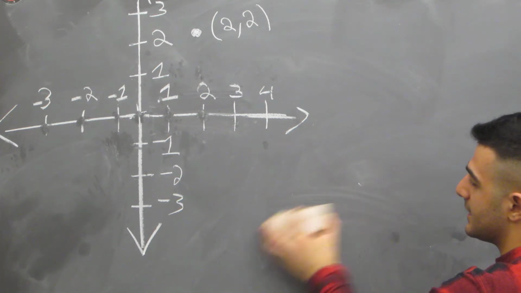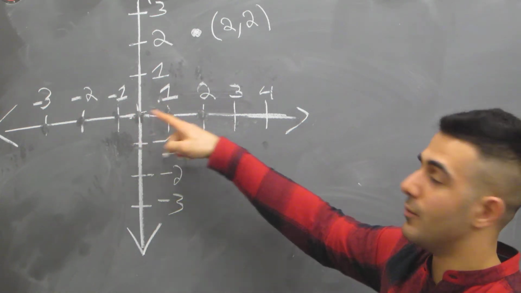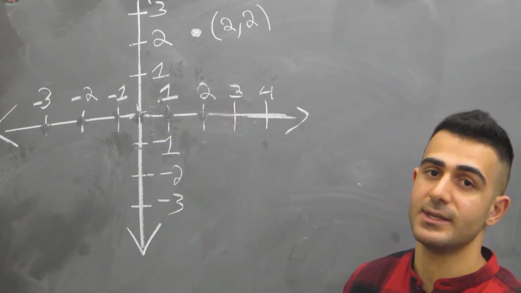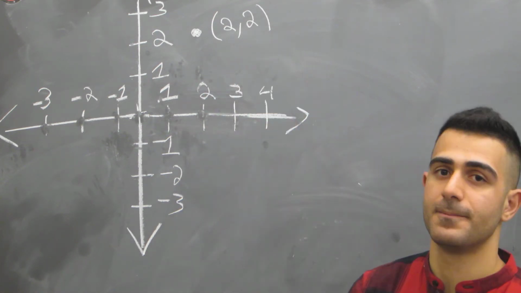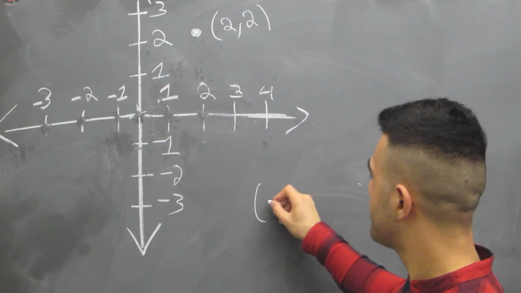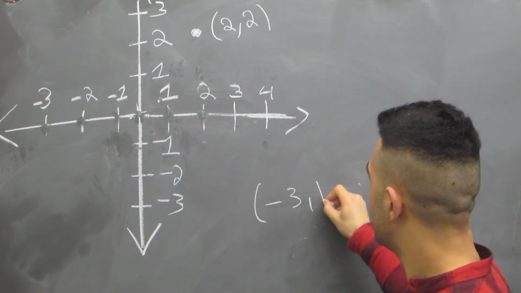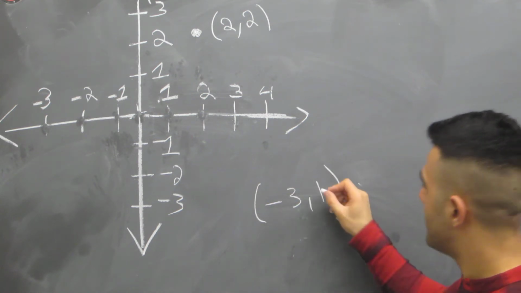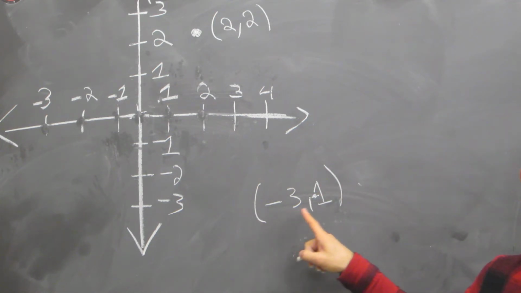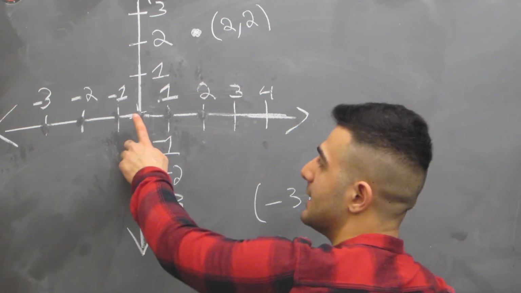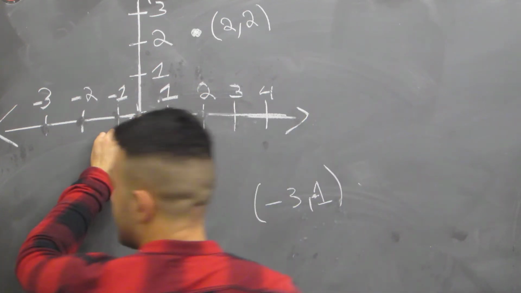So instead of you doing all the work manually to find out where that point is, this lets you know that that point is at (2, 2). Let's do one last example. What if we had the point (-3, -1)? Again, put your finger at the origin.